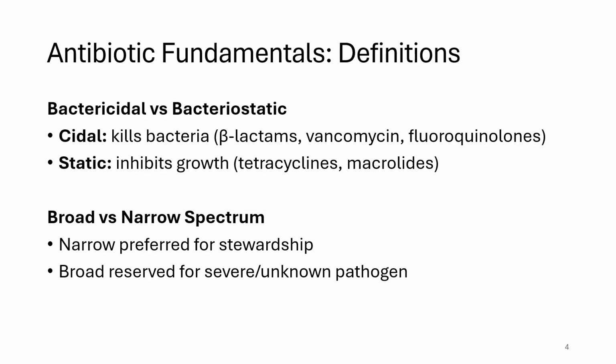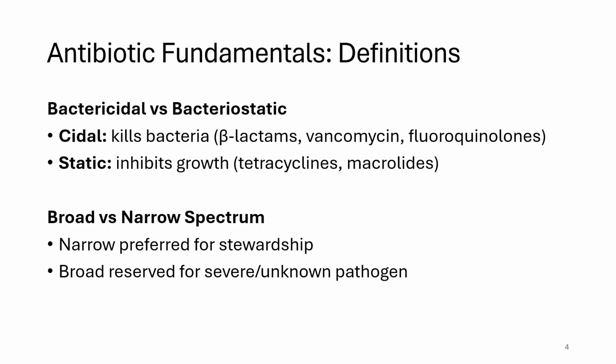So before we look at specific antibiotics, we want to make sure that we're all using the same language. So let's talk about bactericidal versus bacteriostatic. Bactericidal antibiotics kill bacteria. Common examples include Beta-lactams, Vancomycin, and Fluoroquinolones. These are often preferred in severe infections or immunocompromised patients where we want rapid bacterial clearance.